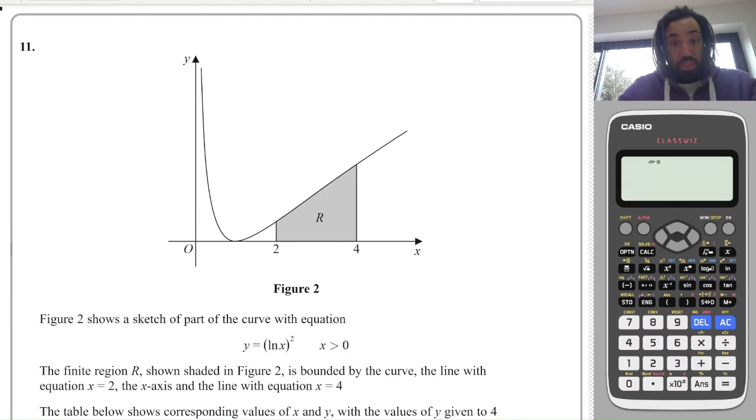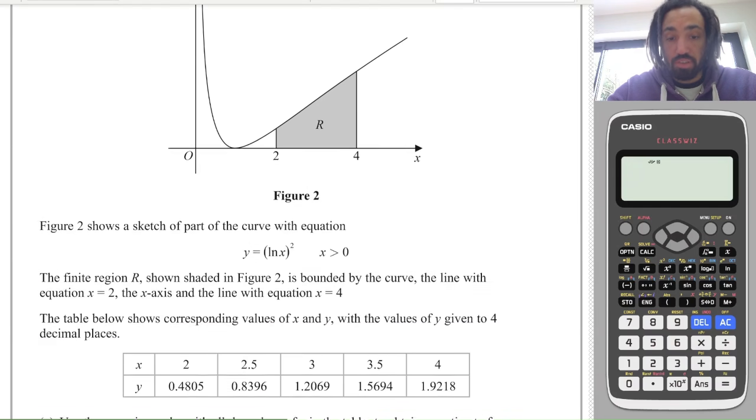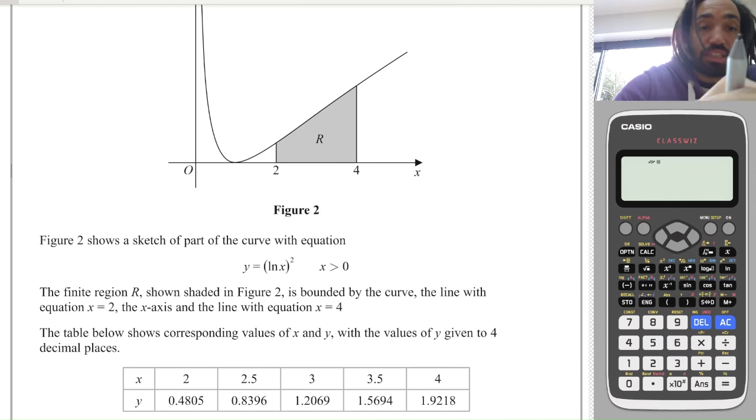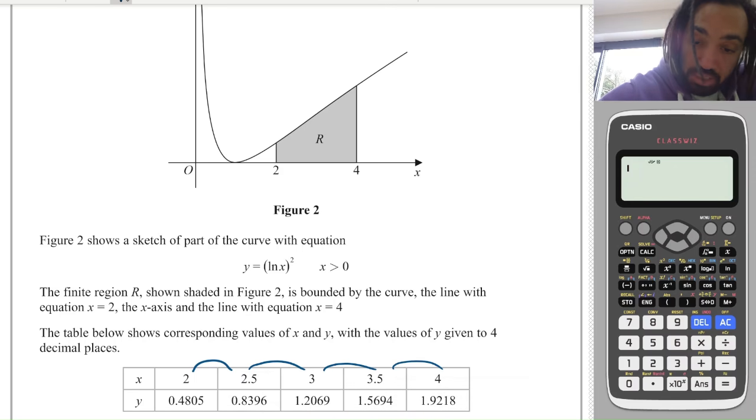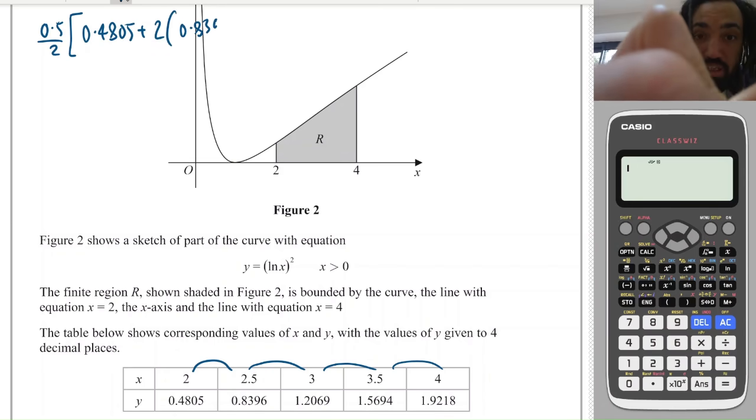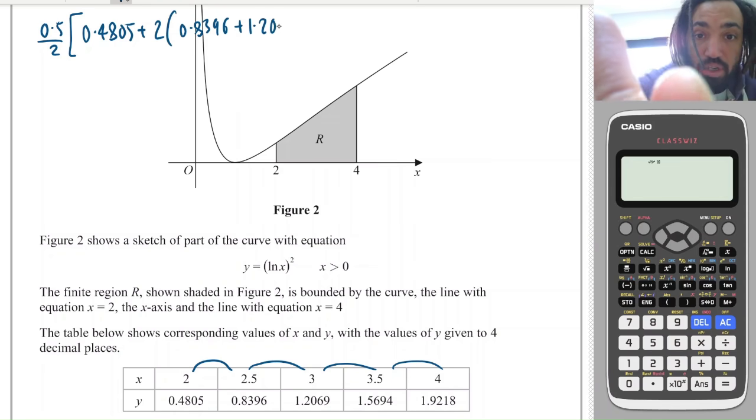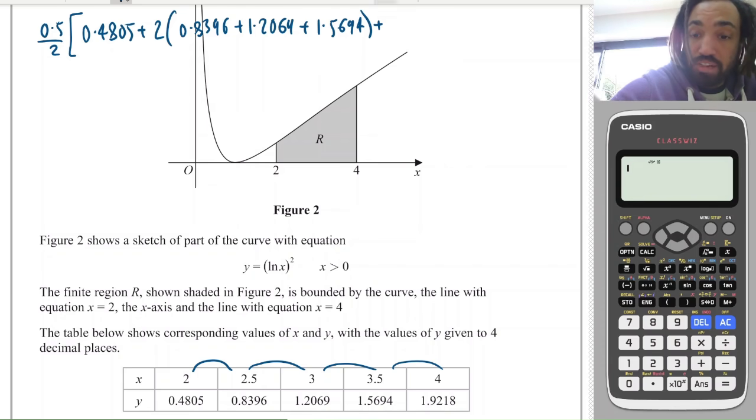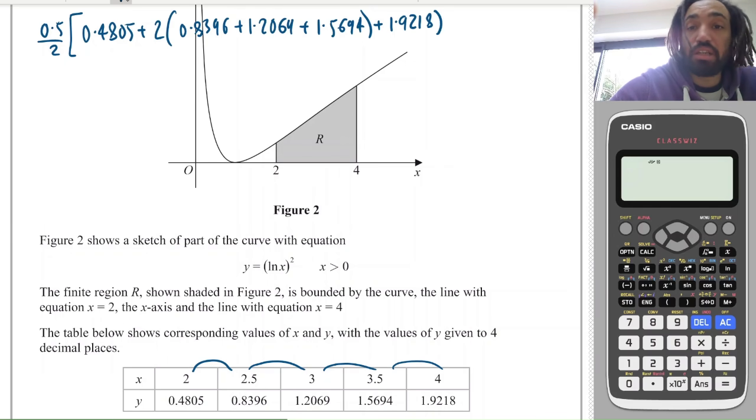Okay, trapezium rule. You're given that in your formula booklet, and it is h, which in this case is the gap between these x's, which is 0.5. So it's 0.5 over 2, open bracket, the first point, which is 0.4805, plus 2 lots of all the ones in the middle, so 0.8396, plus 1.2069, plus 1.5694, and then plus the end point individually, which is that, close bracket.